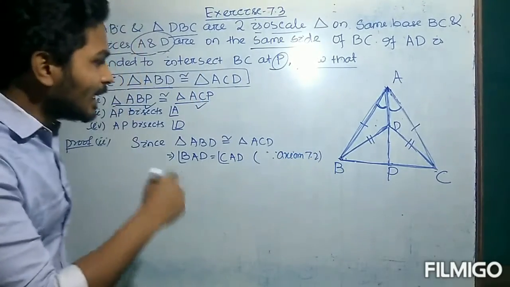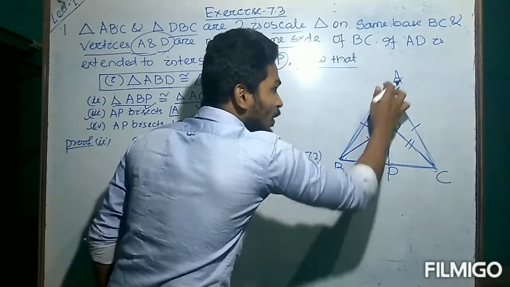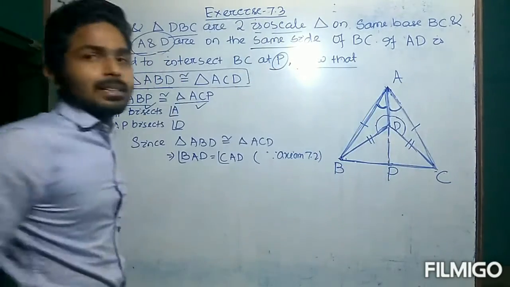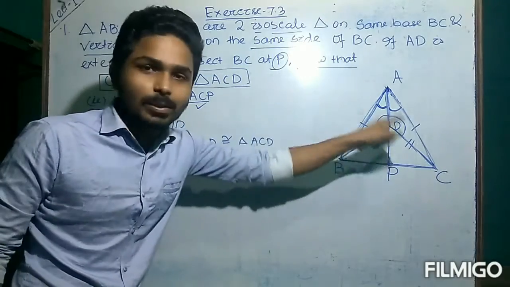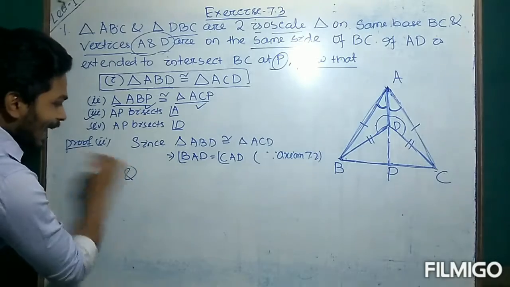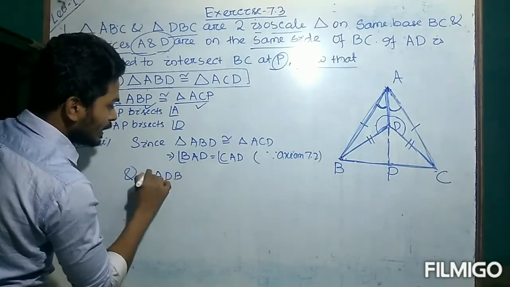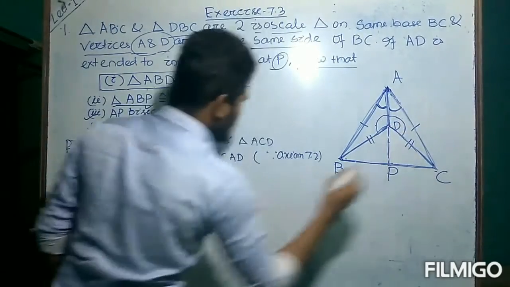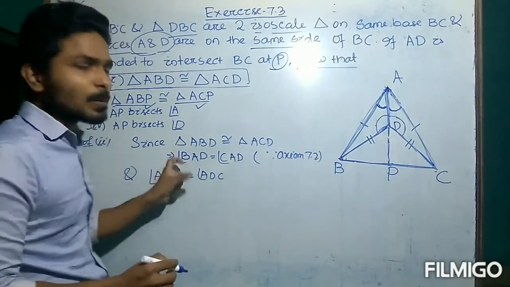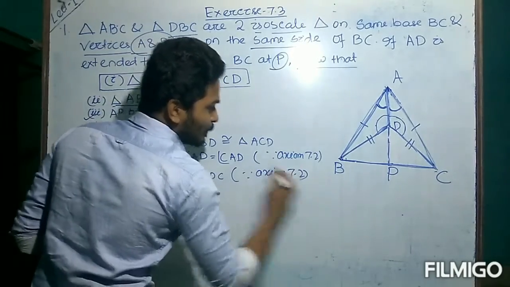Do you understand it? Now, not only are these two angles equal, but we can also write that this angle of triangle ABD is equal to this angle of triangle ACD. Can we write it? Yes, we can, because they are also corresponding angles of congruent triangles. So we can write angle ADB is equal to angle ADC. Don't be confused. We can write it, because these are the corresponding parts of congruent triangles by axiom 7.2.